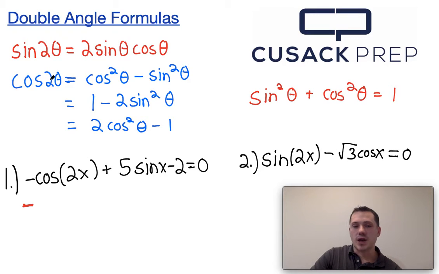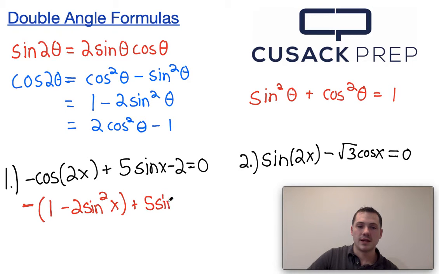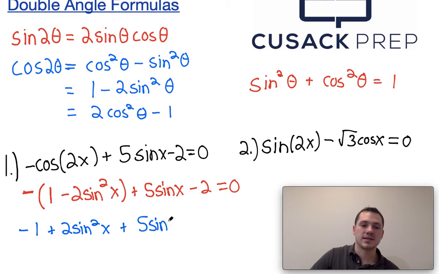Now what I can see is cosine of 2 theta equals 1 minus 2 sine squared of theta. So I'm going to go ahead and change cosine of 2x into 1 minus 2 sine squared of x. And then we're going to have plus 5 sine of x minus 2 is equal to 0. At this point, we can go ahead and distribute the negative. So we'll have negative 1 plus 2 sine squared of x plus 5 sine of x minus 2 is equal to 0.